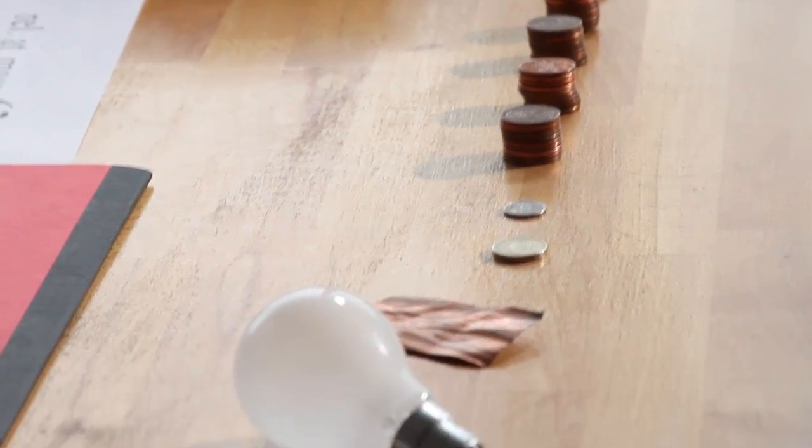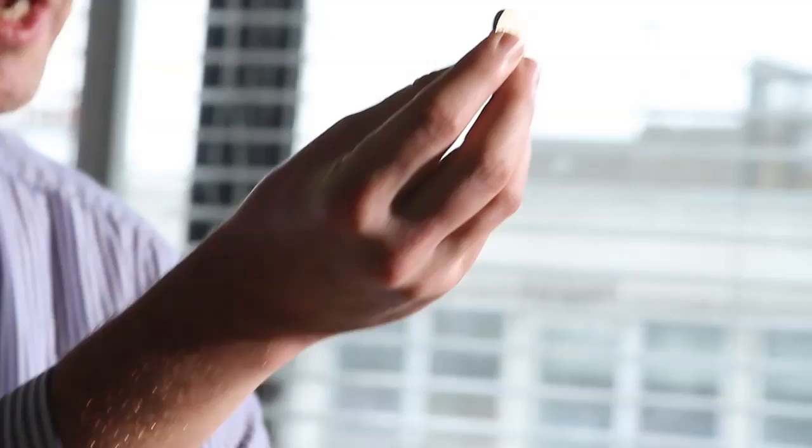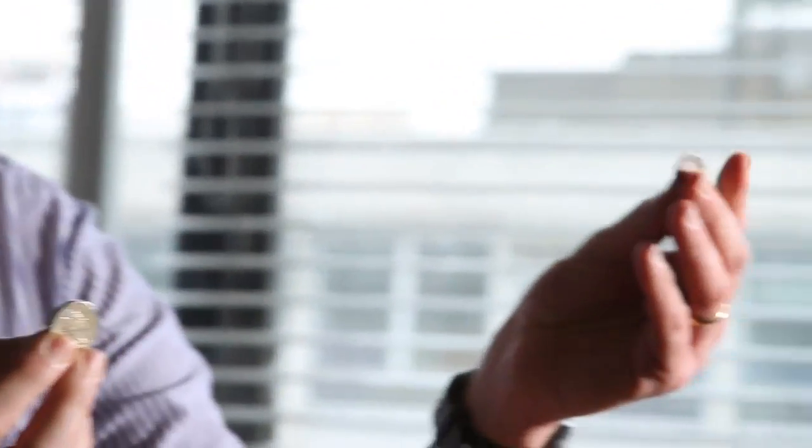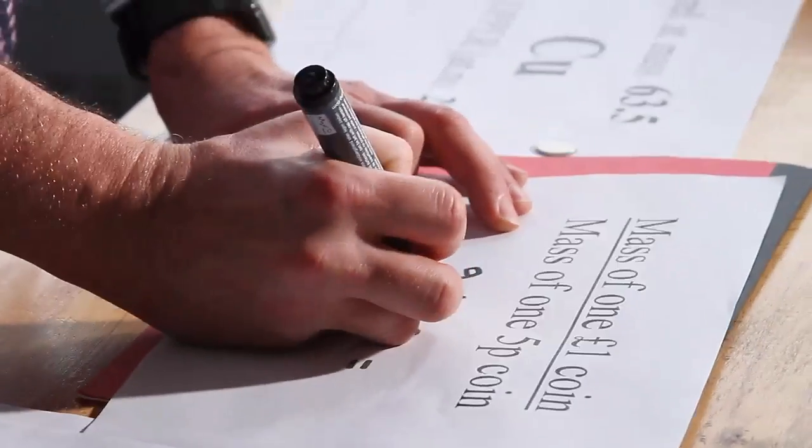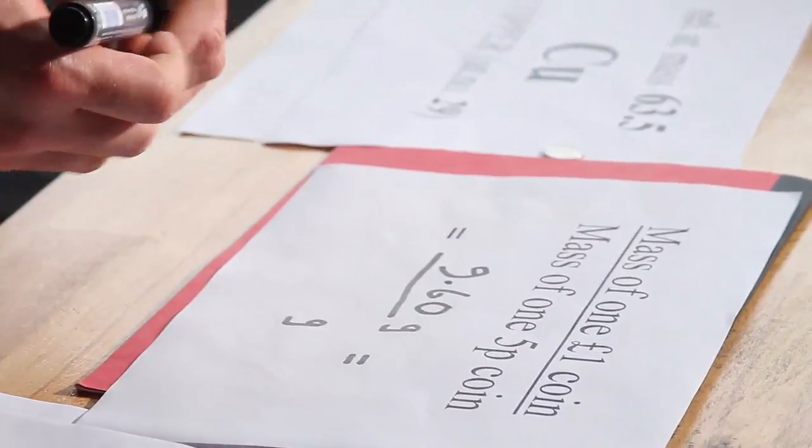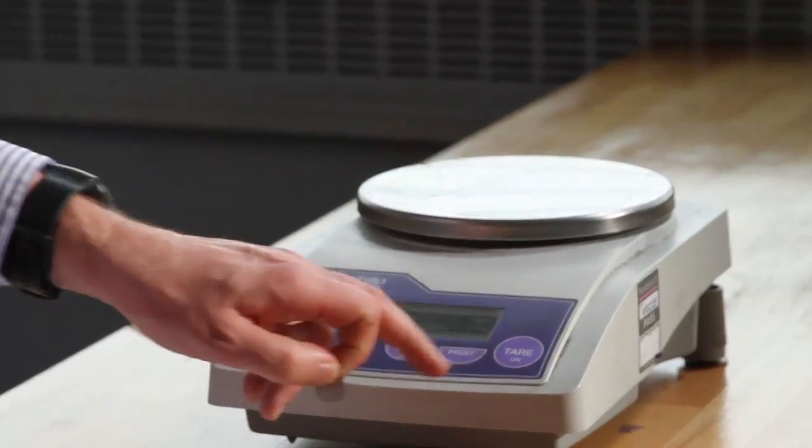So to get around these problems, what I'm going to do is a simple experiment involving two coins, a pound coin and a 5p coin. I'm going to weigh the heavier coin, the pound, a reading of 9.60 grams. I'm now going to weigh the lighter coin of the two, the 5p coin.